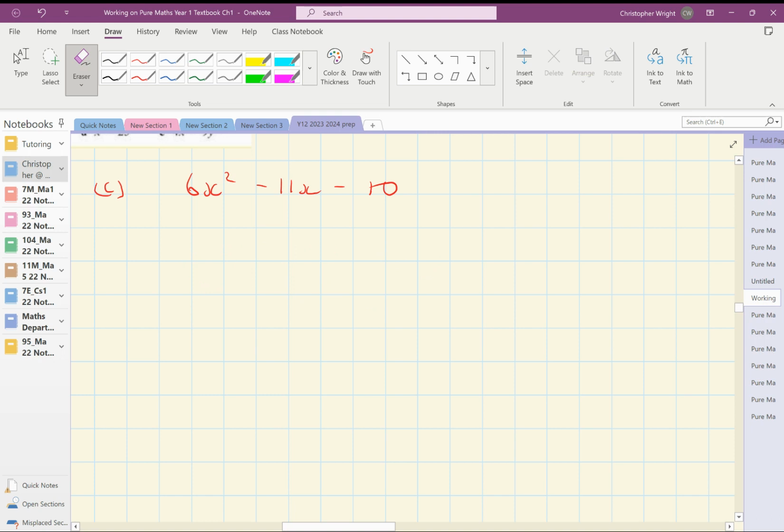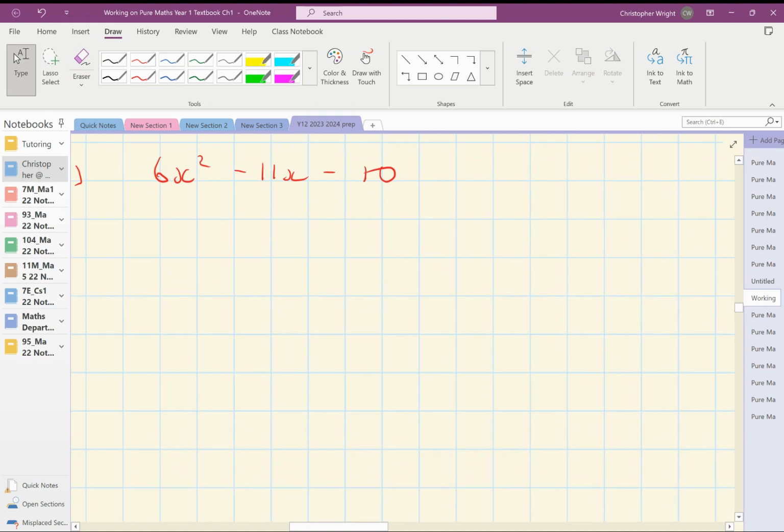So I'm not going to figure it out like that. I'm going to use a splitting the x method. I'm going to look for numbers which multiply to the product of a and c, multiply to minus 60, and add to minus 11. My two numbers that do that, let's have a look, 4 and 15. So I'm going to have minus 15 and plus 4.